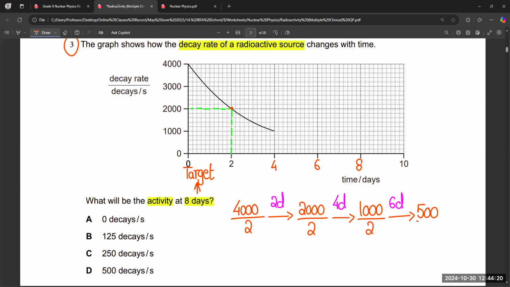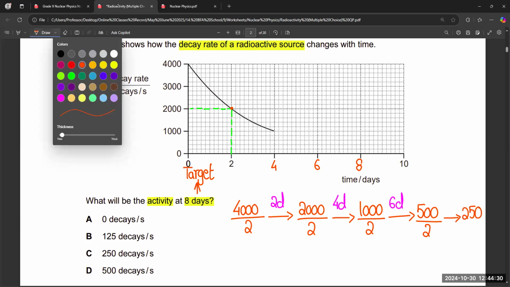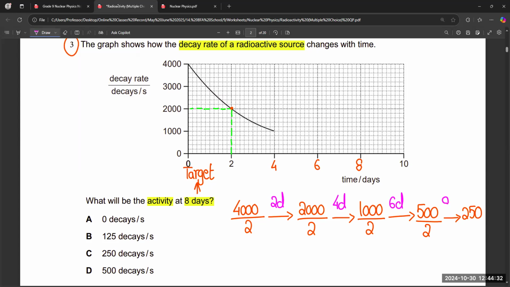Now 500 divided by 2 equals 250. And after how many days? 8 days, right? So it means after 8 days, we got the value 250. Option C.